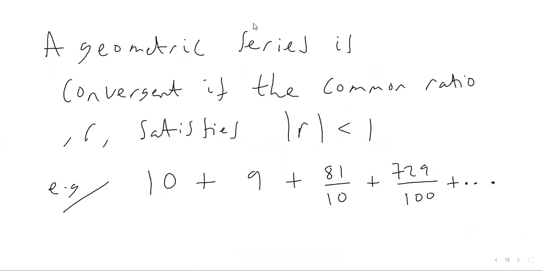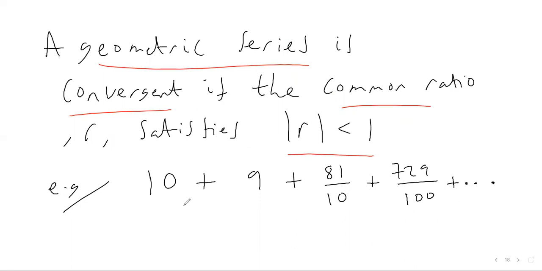So a geometric series is convergent if the common ratio R has a magnitude less than 1. So a geometric sequence will be convergent if the common ratio is less than 1, or bigger than -1 if it's a negative number.